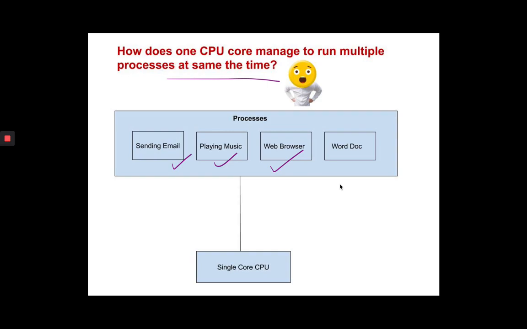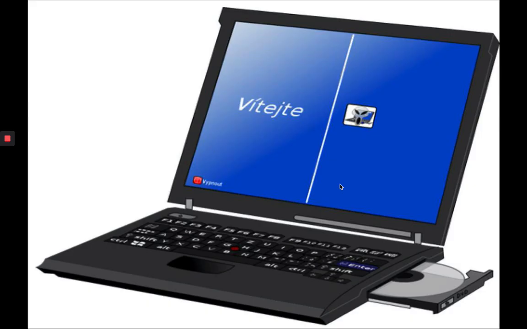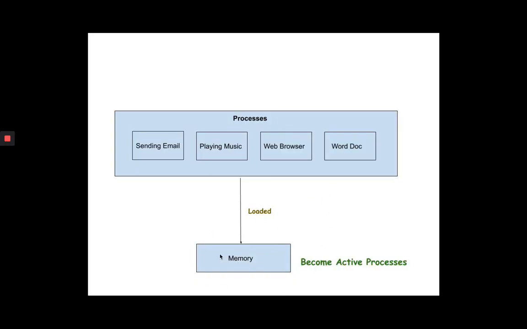So what exactly happens? Every application on your computer is saved on your disk in some form that the computer can understand, which is binary form, obviously. Whenever you open an application to use it or run it, the application is loaded into memory and becomes an active process.